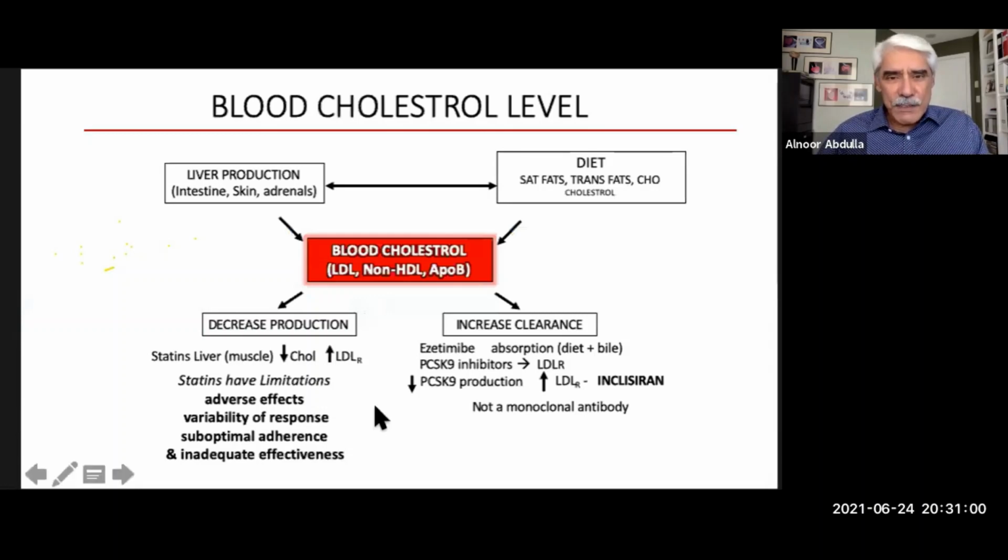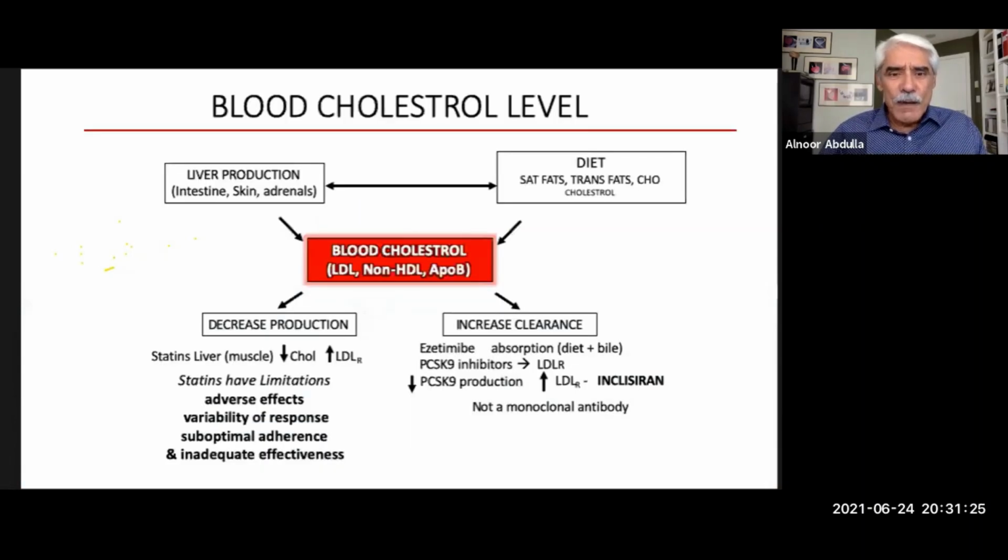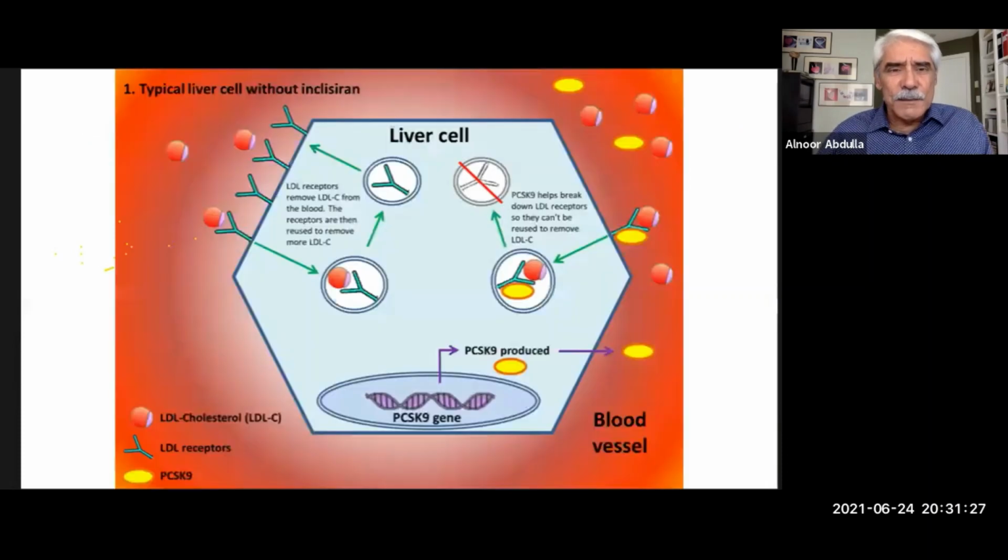So how does it work? It decreases the production, and therefore it doesn't produce PCSK9, and therefore LDL receptors work very well, and the name of the drug is inclisiran. And as I mentioned here, it's not approved yet in Canada or the US. It should be approved later this year or next year. So this drug is just around the corner and we will be using it. All right, so inclisiran.